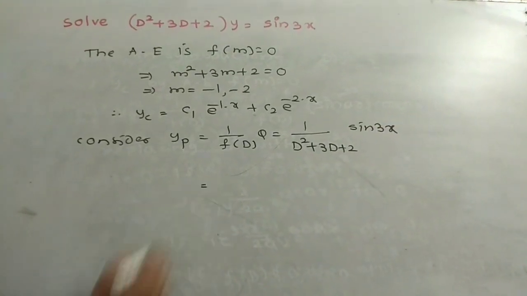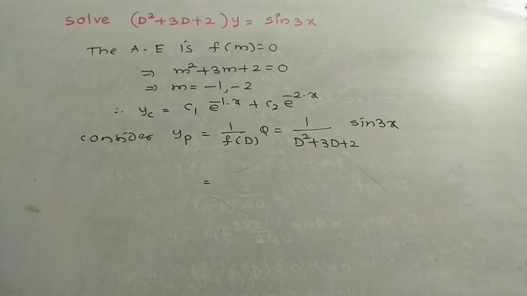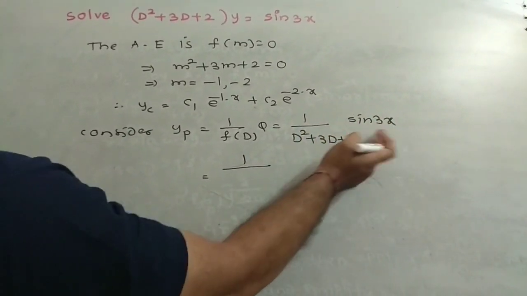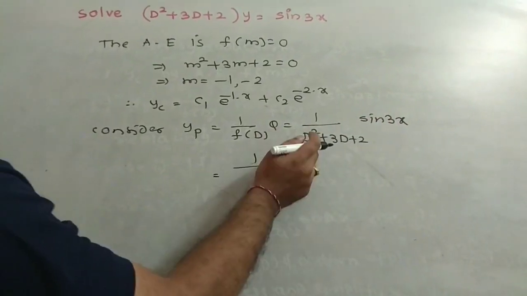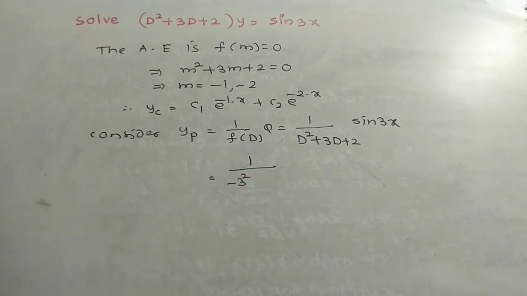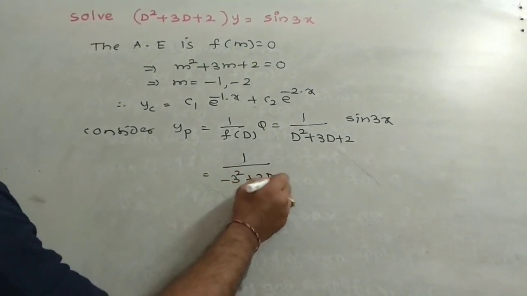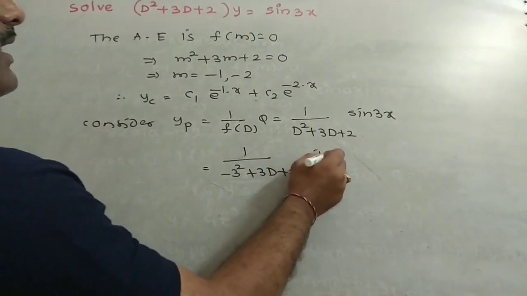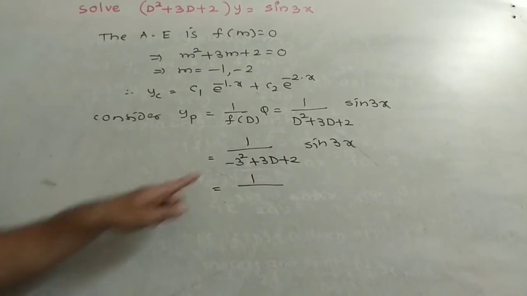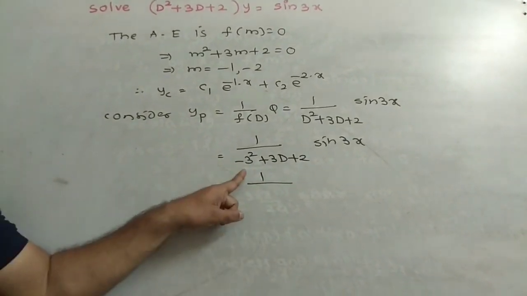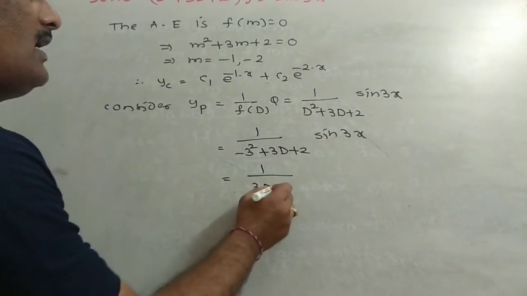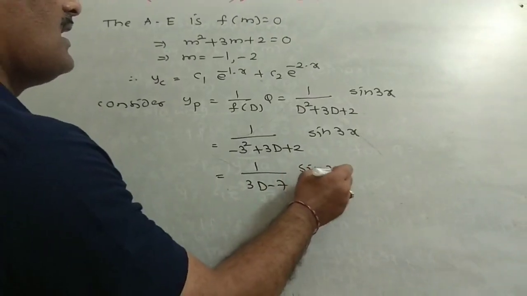So as per the procedure, D square is replaced by minus a square. So 1 divided by, what is the a value? Sin ax means, a means it is 3. So wherever D square is there, you write down minus a square, minus 3 square, plus no change, 3D plus 2, and this you are keeping as it is, sin 3x. That is equal to 1 divided by, what is minus 3 square? Minus 9 plus 2. So you will get minus 7. That means 3D minus 7 of sin 3x.